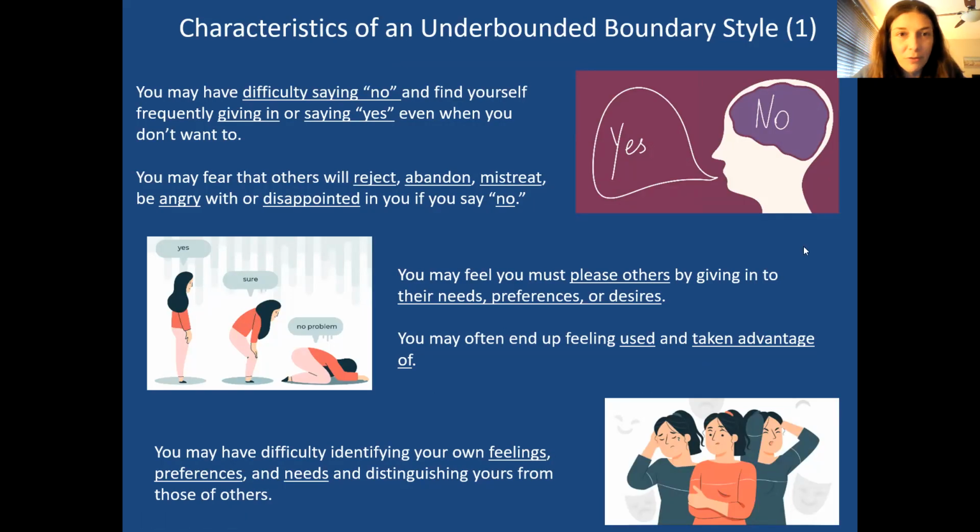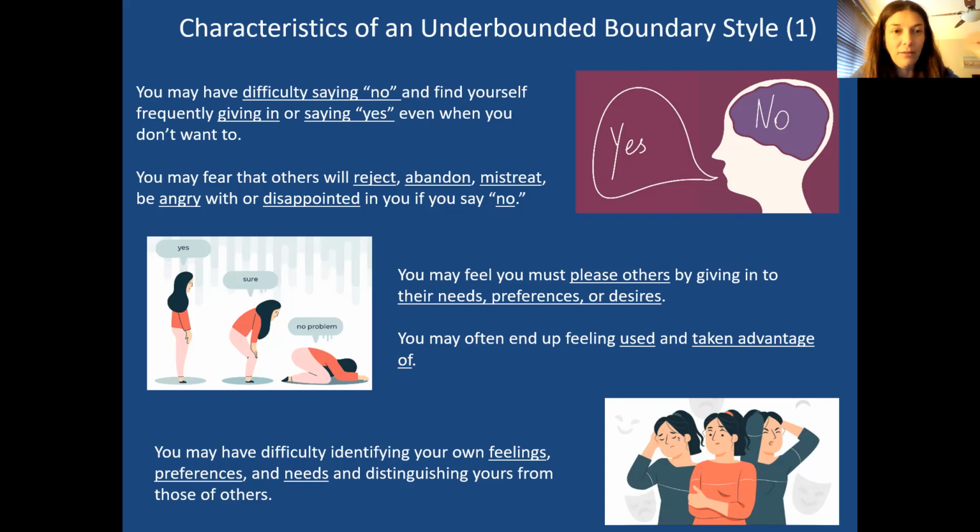We're going to have a few slides that review some additional characteristics of an underbounded boundary style. You might have more difficulty saying no than saying yes. It's much easier to say yes and go along with things and agree with other people and do what's asked than to set a boundary and say no or do something different. It's like what I was saying before, and I think the picture I found was kind of cool. Sometimes you have the no in your head, but then you say yes out loud. So you're not able to say what you really want to do because you'll be subtly punished for it.